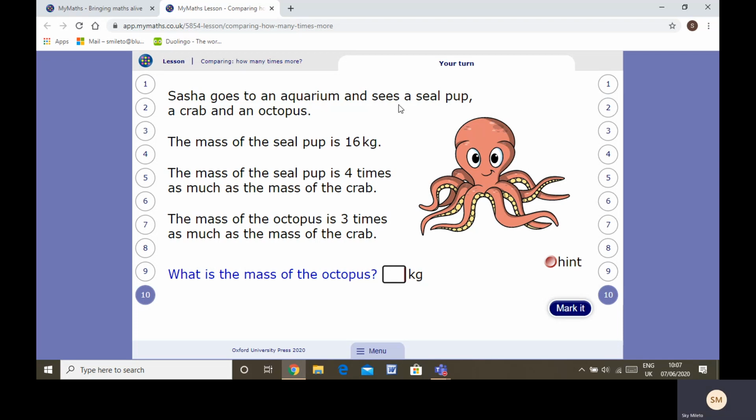The seal pup is 16 kilograms. The crab is 4 kilograms. The mass of the octopus is 3 times as much as the mass of the crab. So because I know the crab is 4 kilograms, I know that the octopus is 3 times more than this. So I need to do 4 times 3, and the mass of the octopus will be 12 kilograms.